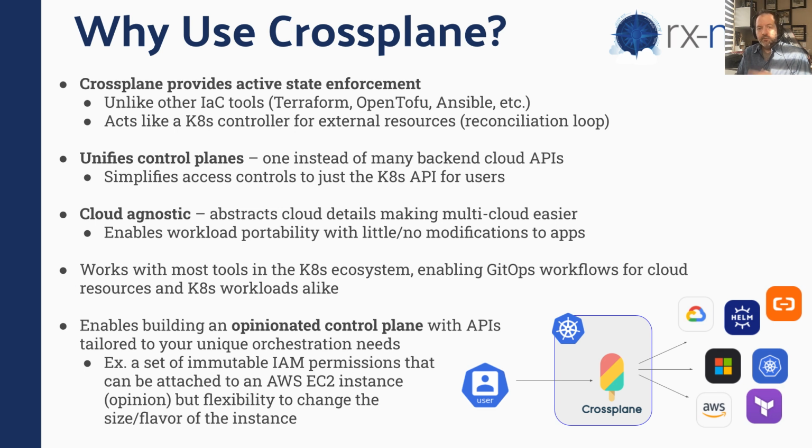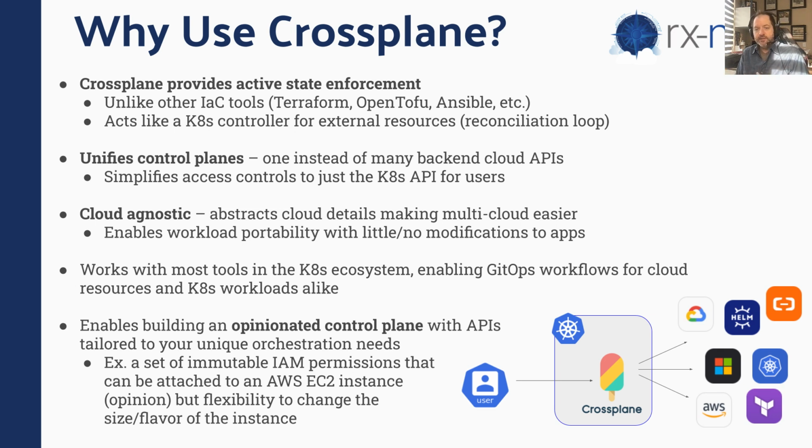Two would be the ability to unify a control plane, right? Instead of a bunch of back-end cloud APIs, we can use the Kubernetes API to rule them all. This simplifies things like access controls to just the Kubernetes API. We don't have to give users access to both Kubernetes for their Kubernetes resources and then the cloud backends to create and manage their cloud resources. We can just use the Kubernetes API and allow them to create both things.